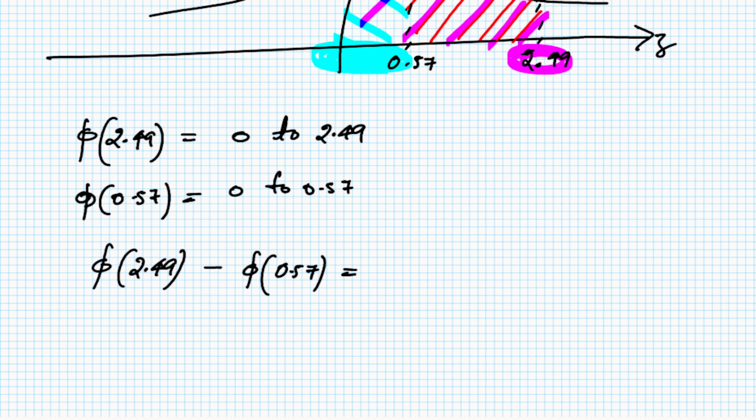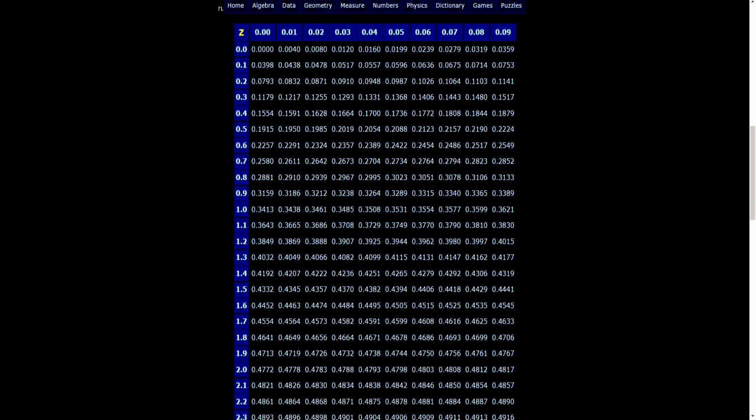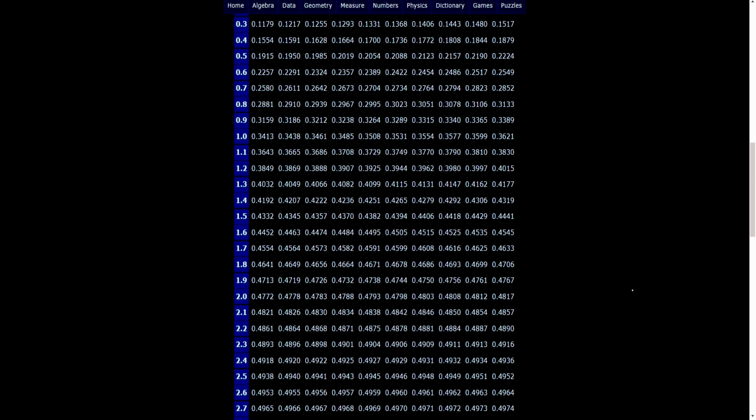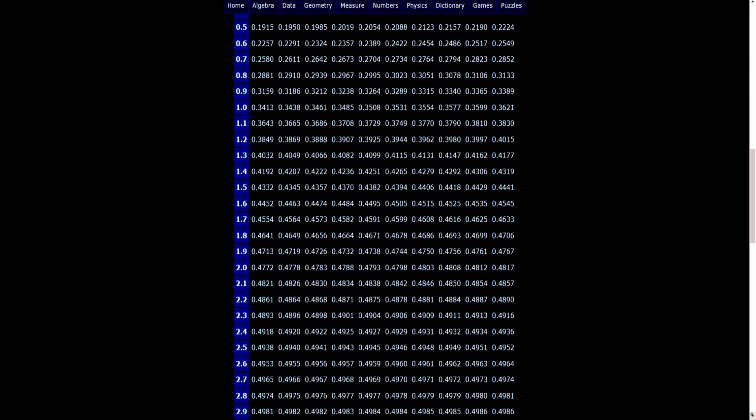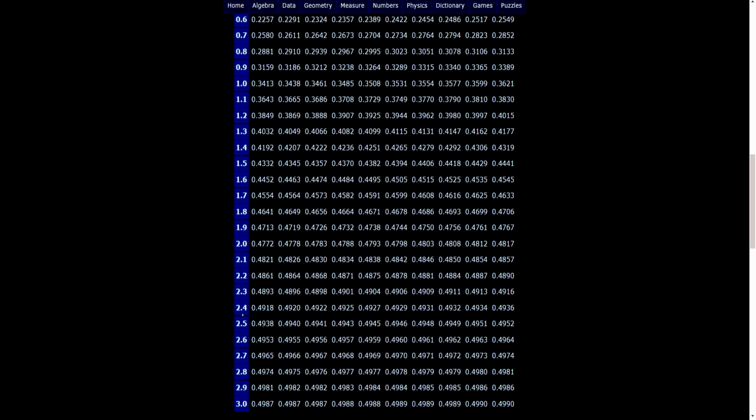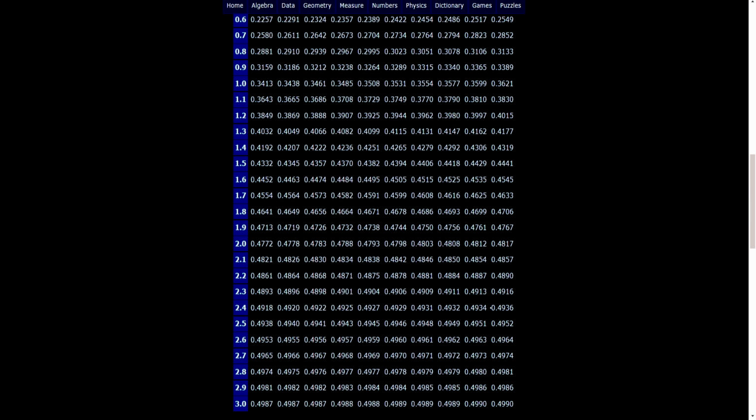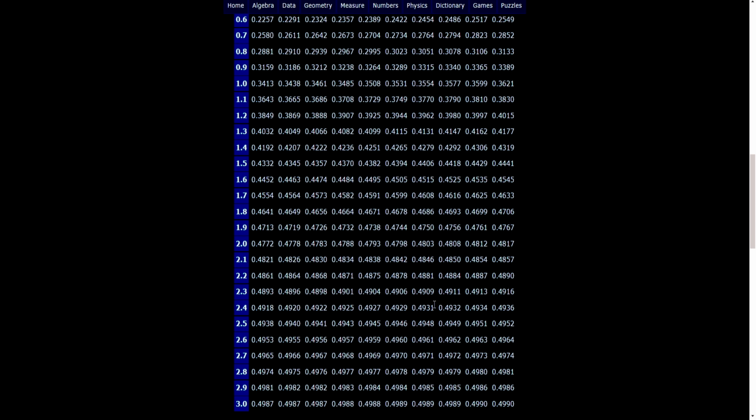Let's go back to the table. Quickly look at the table and try to give me the value. The value of the first one, phi of 2.49. 2.4 is not visible on my screen, let me check that. Maybe 2.4 is visible, then 9 will be the last value. So 0.4936. This is the value. I'll just highlight.